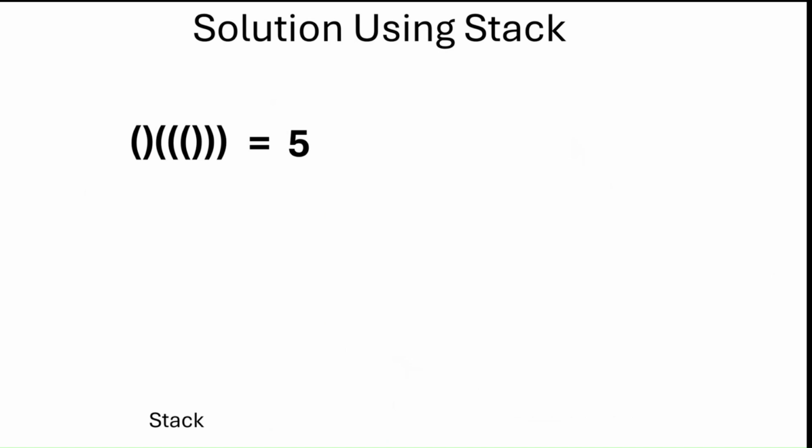So let's understand the solution using stack. This is the example for which the score is 5. Now to keep track of open brackets, we can push 0 to the stack. We can think of it as a marker which represents that this is an open bracket. We can push 0 because the smallest score is 1, so we can safely use the 0.